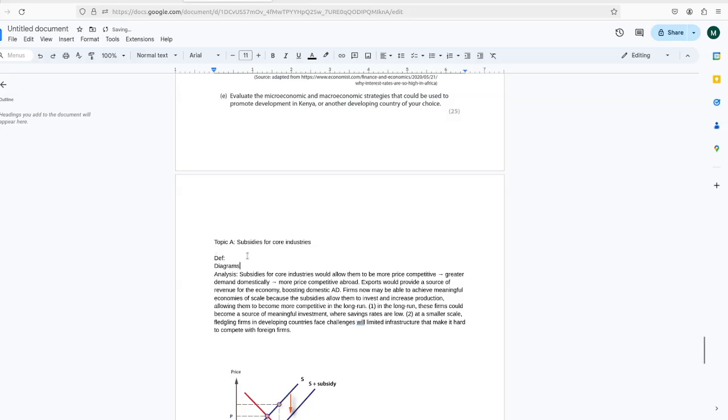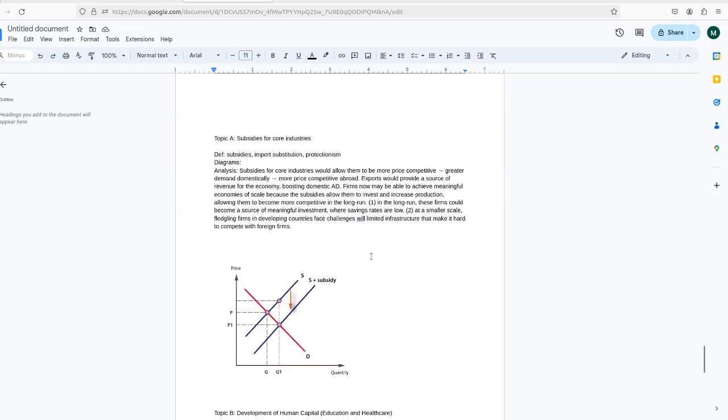And so for definitions and diagrams, I would be thinking in terms of defining terms like subsidies. I might also be looking at things like import substitution. This is a version of import substitution. It's also a version of protectionism, so I might define protectionism. Even though I'm not imposing trade tariffs, I am giving my firms an edge compared to foreign firms by providing them with direct subsidies.